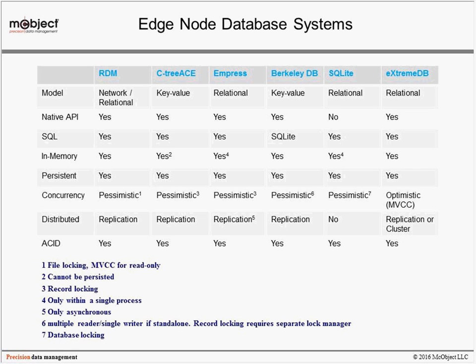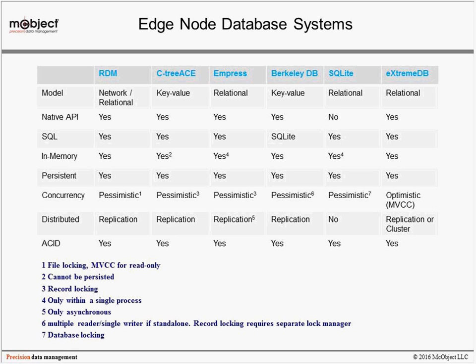All right, the next attribute down here is whether or not the database supports SQL, and they all do with the exception of BerkeleyDB. If you want to use SQL with BerkeleyDB, you have to pair it with SQLite. The next attribute is whether or not the database can be in memory. And the short answer for all of these is yes, but with some qualifications.